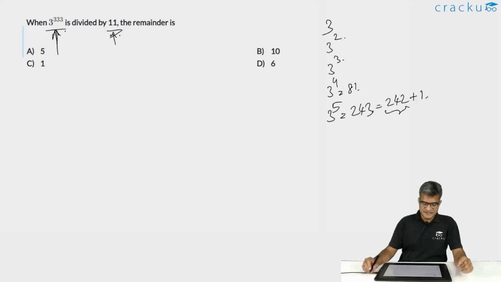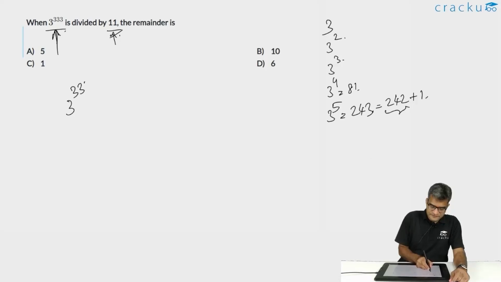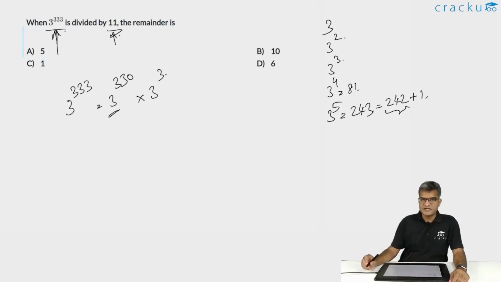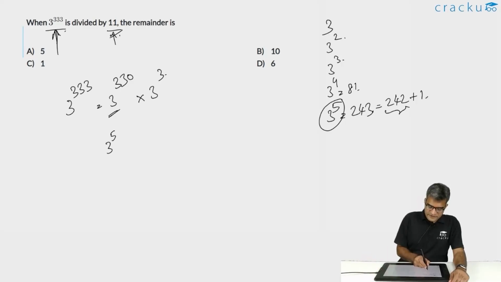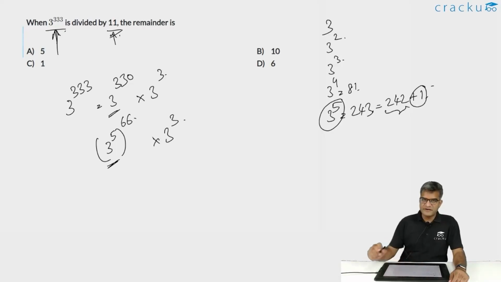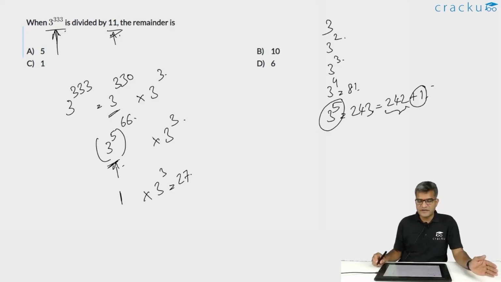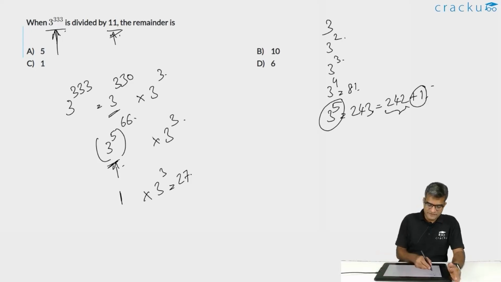So now we'll express 3 to the power 333 as 3 to the power 330 into 3 cube. The reason for that is because 3 to the power 330 can be extended from 3 to the power 5. This is basically 3 to the power 5 whole to the power 66 into 3 cube. Now 3 to the power 5 leaves a remainder of 1 when divided by 11. So 3 to the power 330 also will leave a remainder of 1 when divided by 11, and then you are left with 3 cube, which is 27. Now what is the remainder when 27 is divided by 11? That will be 5, which is option A.